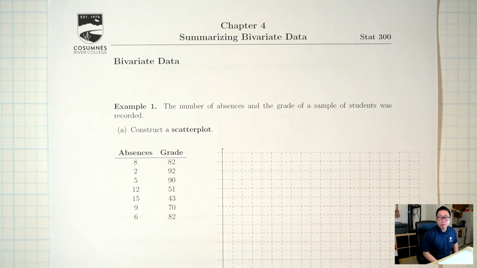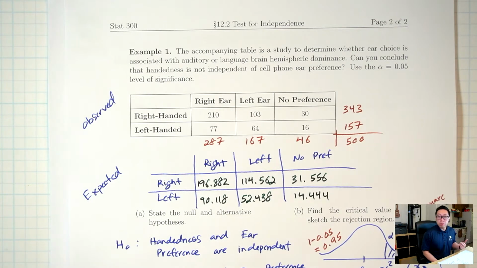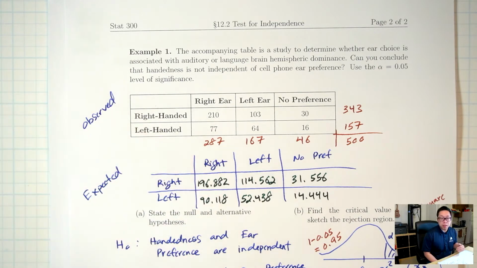Last time we talked about the test for independence. A test for independence is used to determine whether two variables are related or not. An example we talked about was whether handedness, whether you're left-handed or right-handed, is related to your cell phone ear preference, which ear you prefer to hold up your cell phone to. Notice that both of those variables are qualitative variables, right?